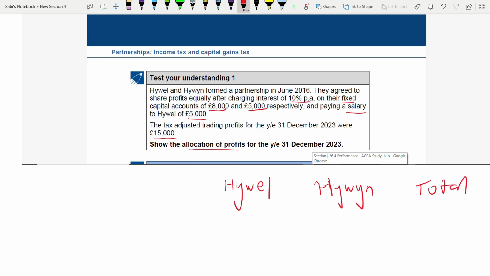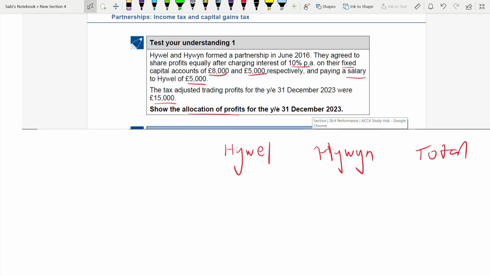Okay, so interest on capital. We are going to write interest on capital. Interest on capital is 10% on the amounts 8,000 and 5,000, right? So 10% is 800 and 500. 800 for Highwell, 500 for High1. Total is 1,300.